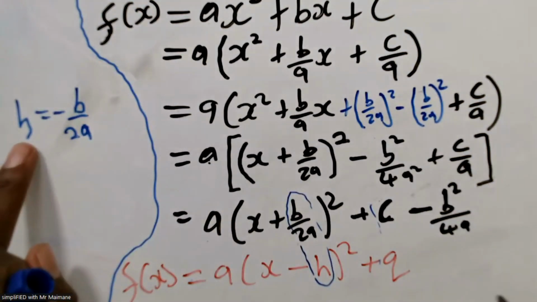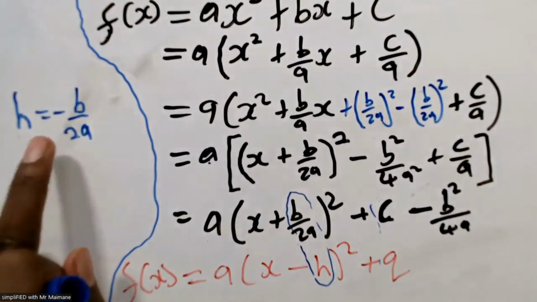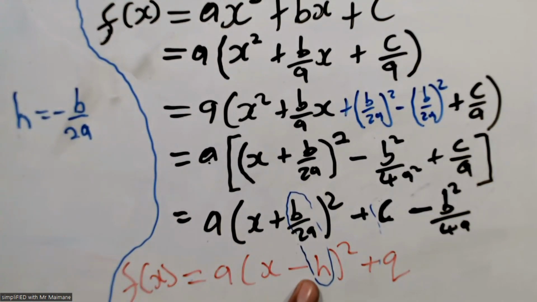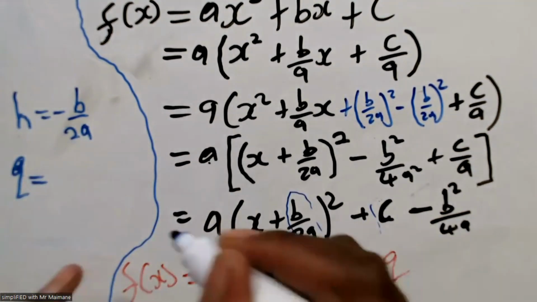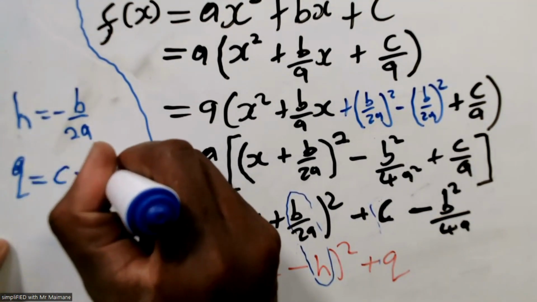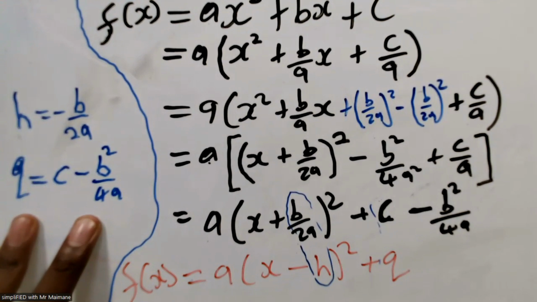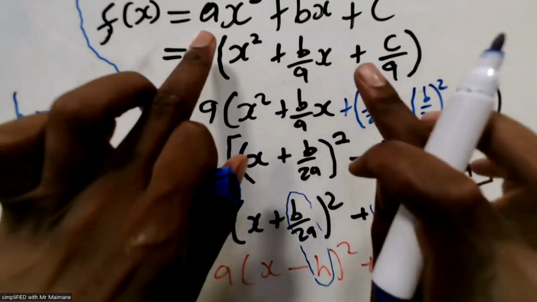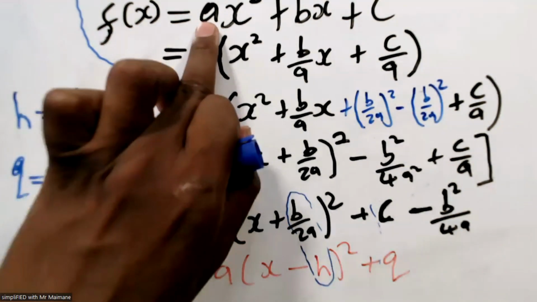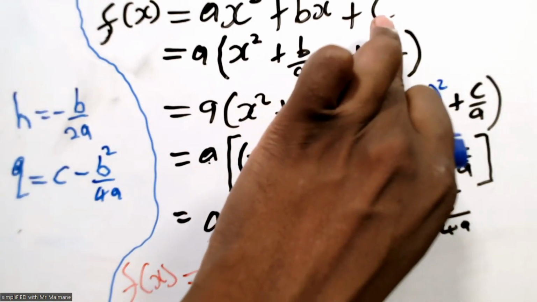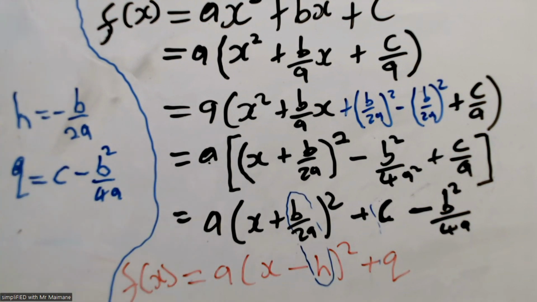So the value of h is represented by minus b over 2a here. And then q will be c minus b squared over 4a. So meaning here, to get the vertex, the very same c, b, and a that we see here is original from ax squared plus bx plus c. So whatever value you have on c, it's going to be the value that you have there. For b, it will be the value for b, and for a.